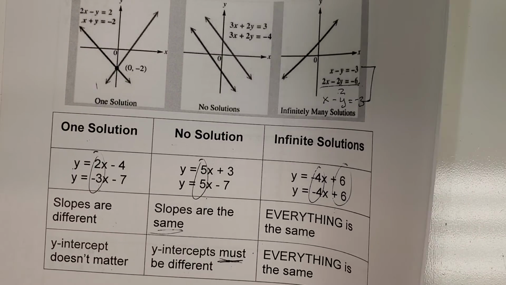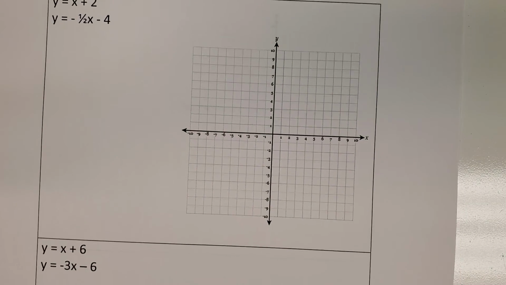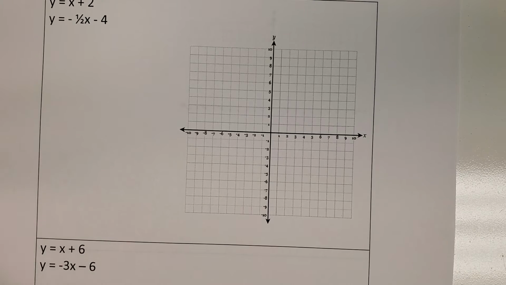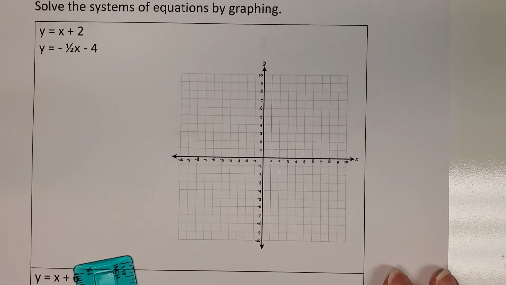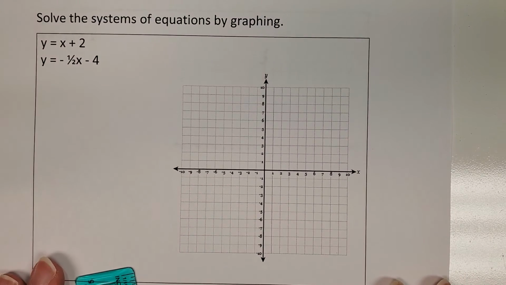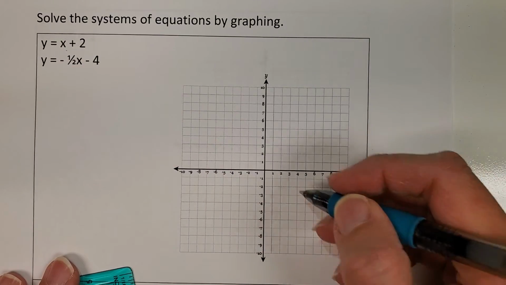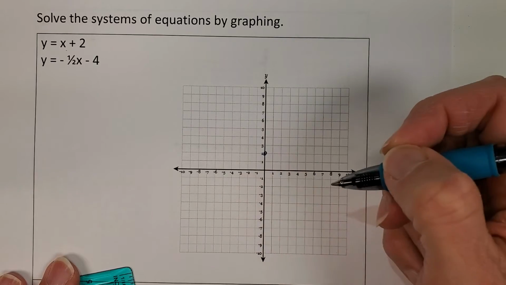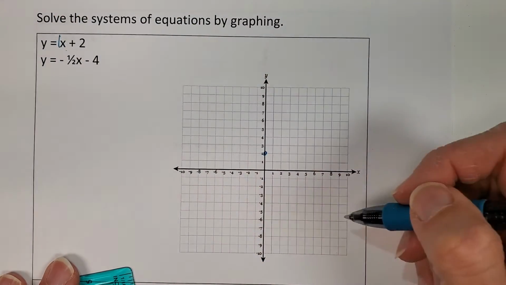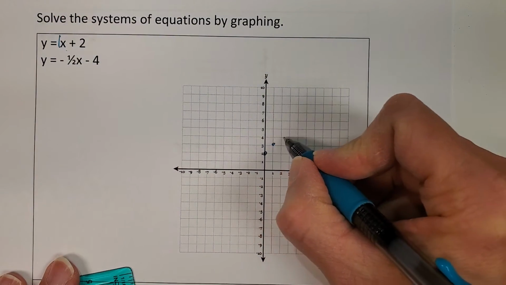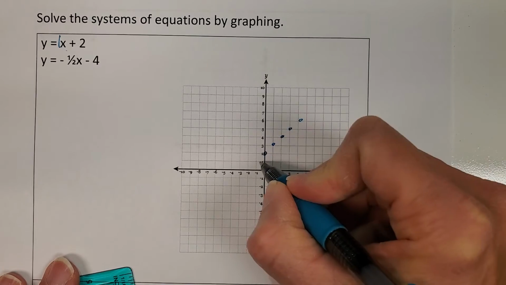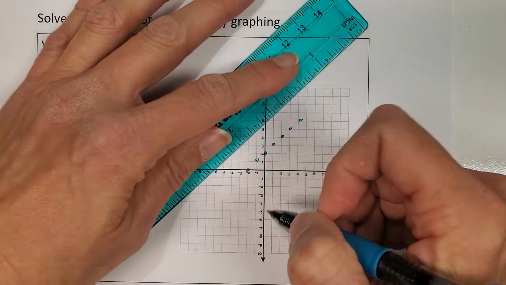And lastly, we're actually going to solve by graphing. So we have two equations. We're going to graph both of them, and then we're going to find the point where they intersect, because that is our solution. So our first one is x plus 2. That means the y-intercept is 2. Remember, there's a 1 sitting there if you forget. And so the slope is 1. So I go up 1 over 1, and I can go back and forwards.